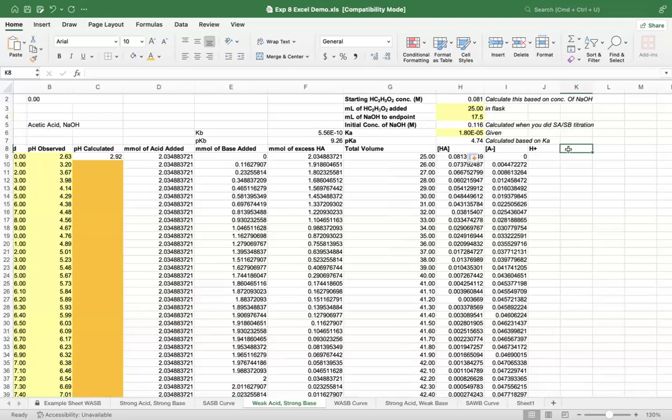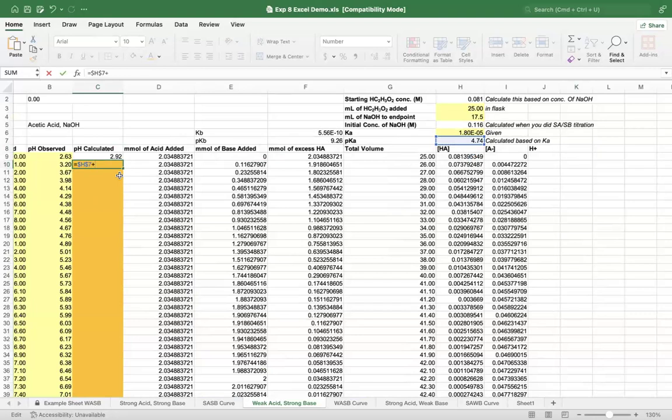Okay. So if you remember the Henderson-Hasselbalch equation, the pH, so back over here, the pH is equal to the pKa plus the log of the conjugate, in this case conjugate base, over the acid. So we're going to say equals pKa. We have that to click on, but we need to absolute reference that. We don't want it to change to a different number each time.